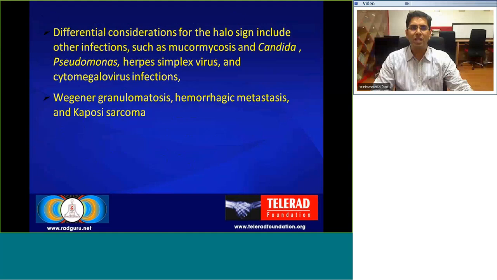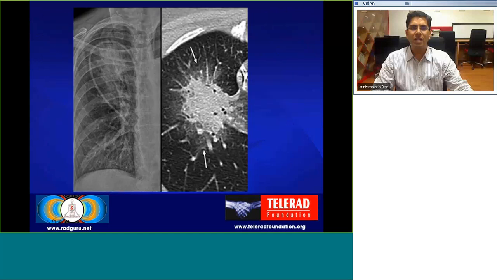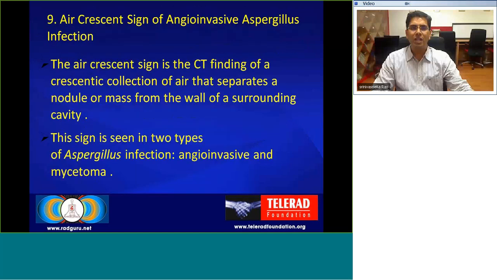So the differential considerations for halo sign are mucormycosis, candida, and pseudomonas. All these infections, the viral and some of the bacterial infections, can also give rise to this. Not just that, even non-infectious conditions like Wegener's, Kaposi sarcoma or hemorrhagic mets can give rise to this appearance. So as I said, you need to take into consideration all the clinical, biochemical and other parameters to arrive at this diagnosis of invasive aspergillosis if you ever see this halo sign.